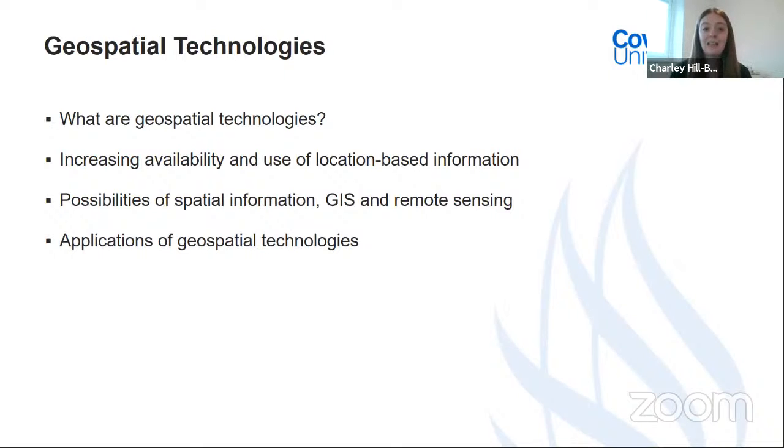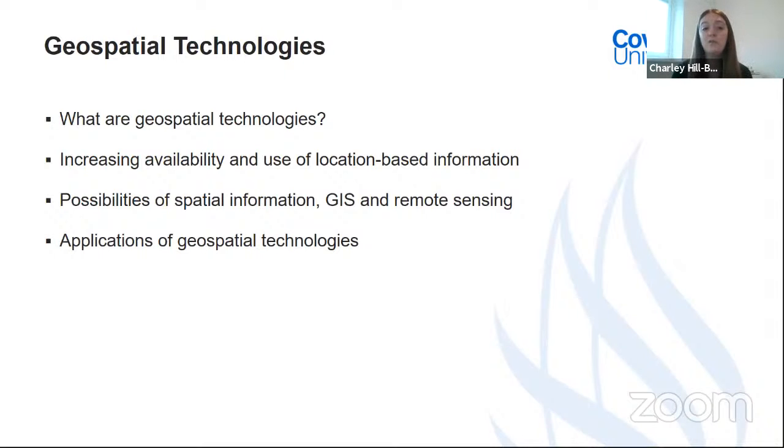So we're going to understand and explore really what we mean by location-based information, but why it is that this area in terms of geospatial technology is really starting to expand, and quite rapidly expand as well.